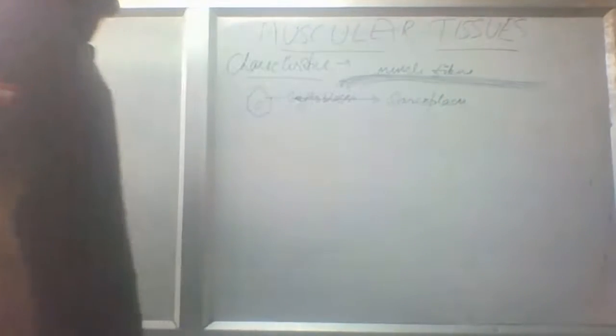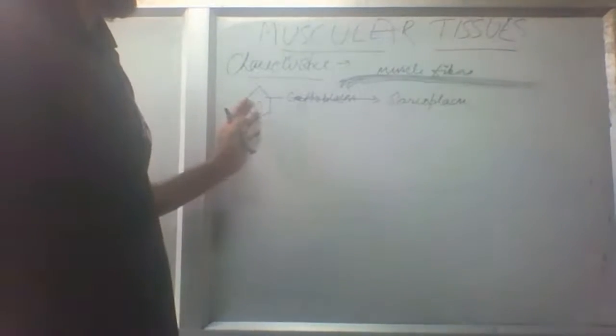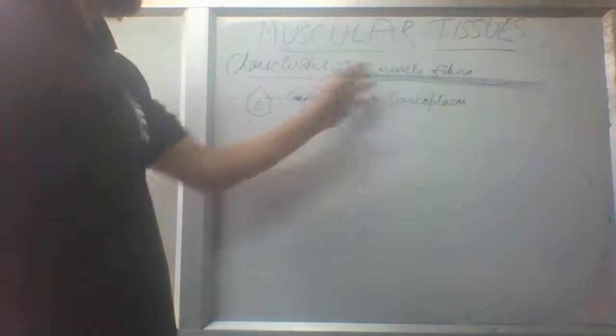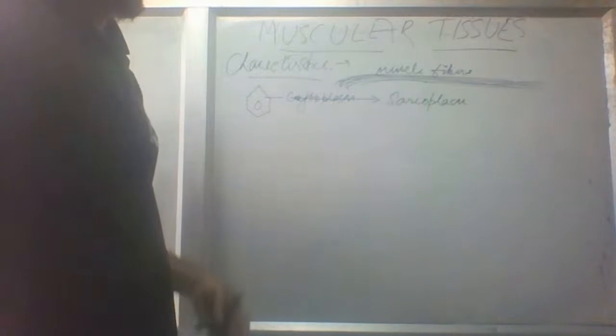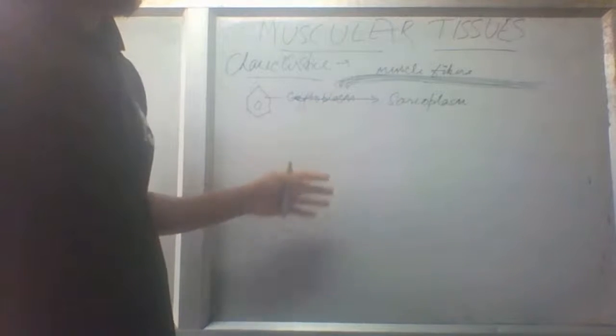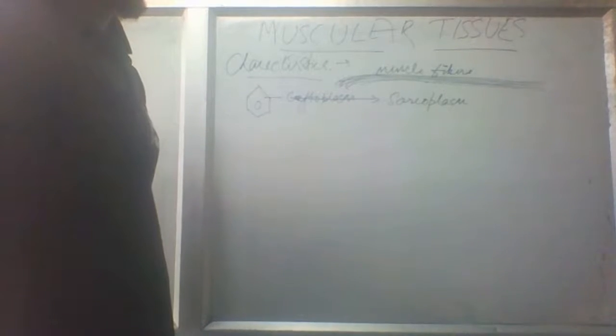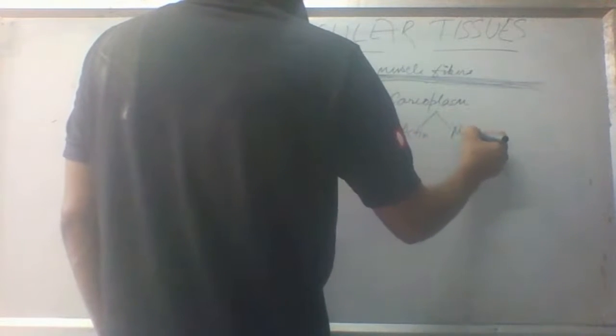This is called the sarcoplasm. So the cell sap of the muscle fiber is called sarcoplasm. The name is important. The sarcoplasm of each muscle fiber has two types of contractile properties. They are actin and myosin.